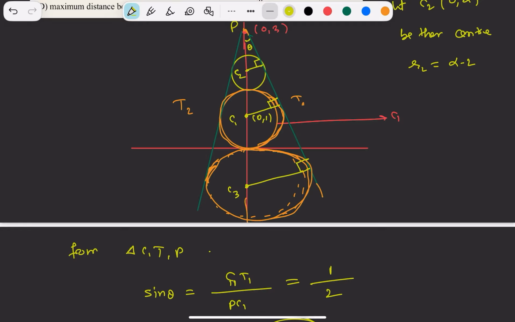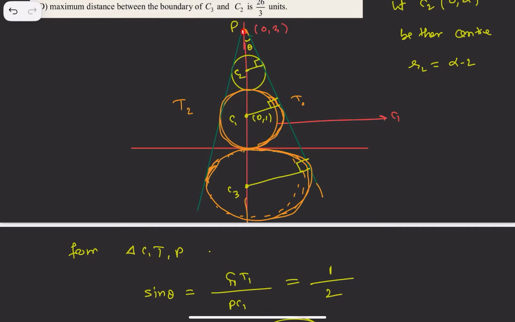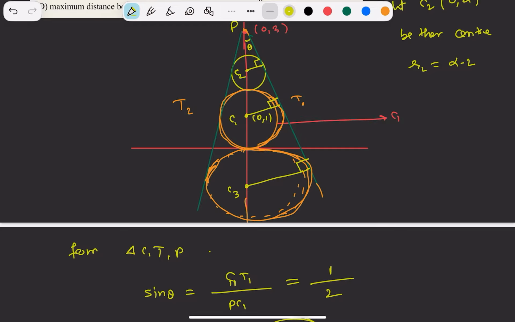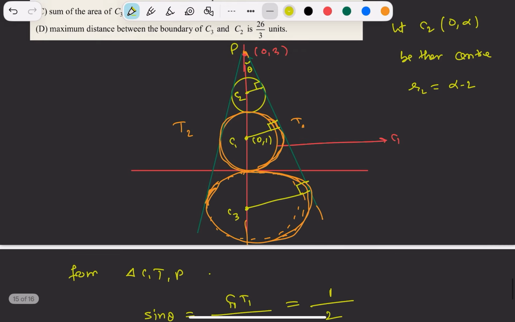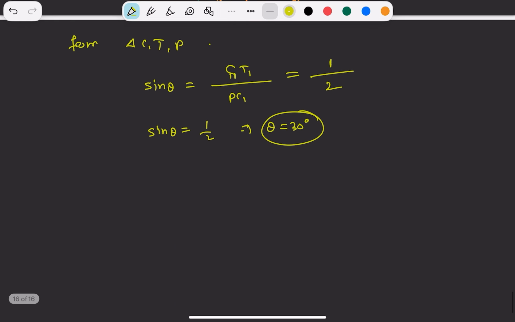So I'm going to take the triangle now, this one. Correct or not? This is also a right angle triangle. So I will take this one and it will be easy to find out. I will give this a name. Let us assume this will be Q1 and this will be Q2, right? So now the triangle I am taking here is C2 Q1 P.